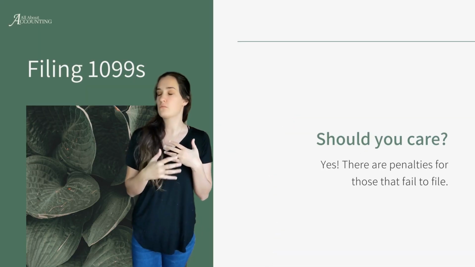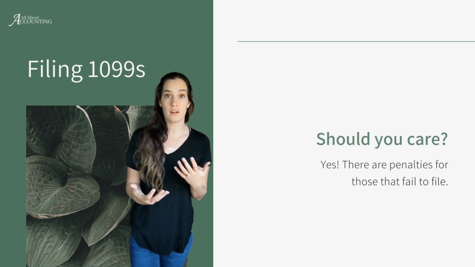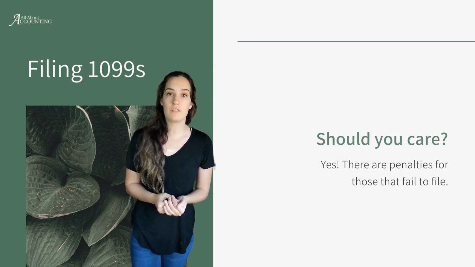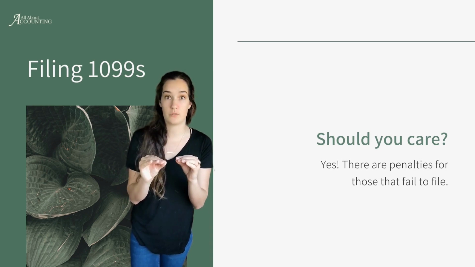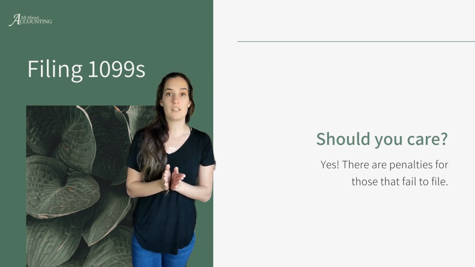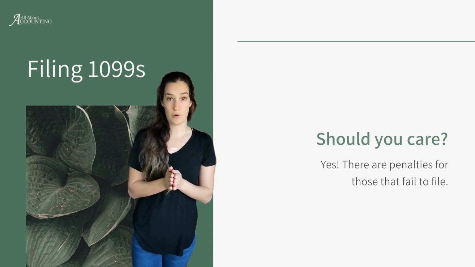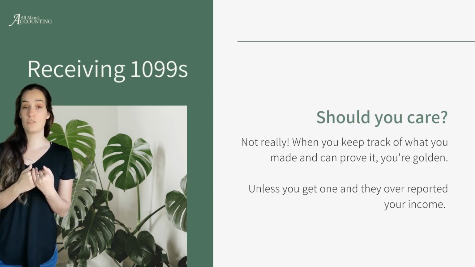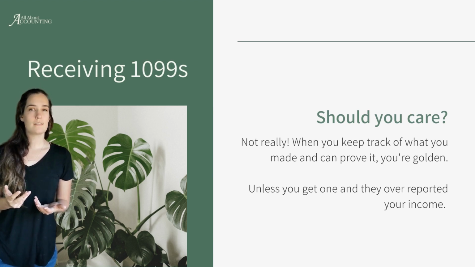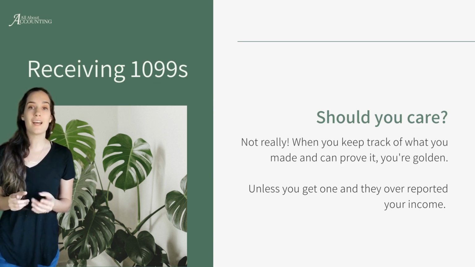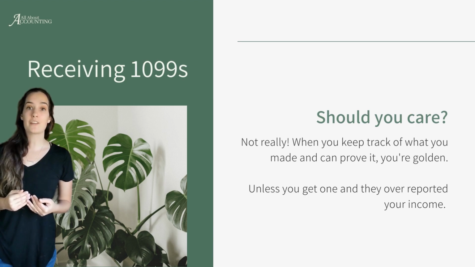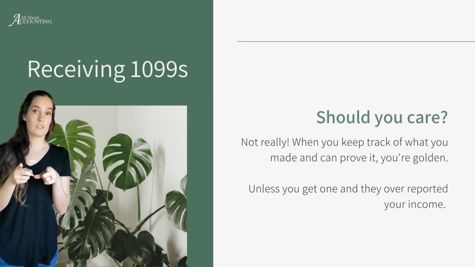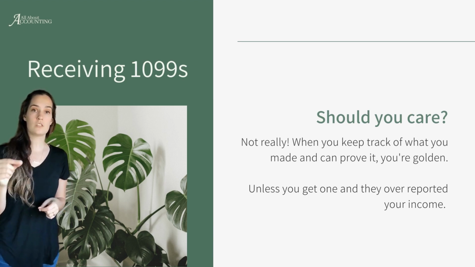Now let's talk about why we should care. Or should we care? As the issuer of these forms, yes, we care. Very much we care, because there are penalties associated for failing to file these forms. But as the receiver of these forms, no, we don't. Why? Because your good bookkeeping already has the same information. You should actually be able to look at your records and confirm the amounts reported on each of the 1099 forms.